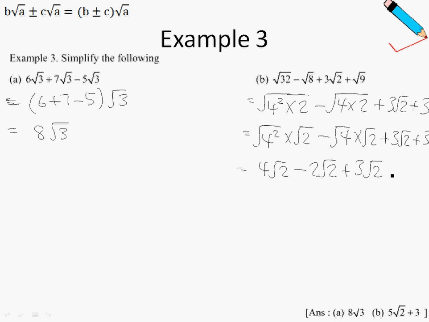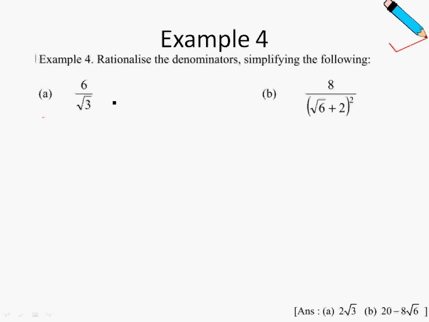And over here, okay, let me just simplify further. So if you look at the first 3 terms, they have something in common, which is the root of 2. So I'm just going to factorize them together. So 4 minus 2 plus 3, close brackets, root 2 plus 3. Okay, and if you work this out, you just get 5 root 2 plus 3. Okay, so I hope these examples are simple and you learn something from them. Let's move on to example number 4.